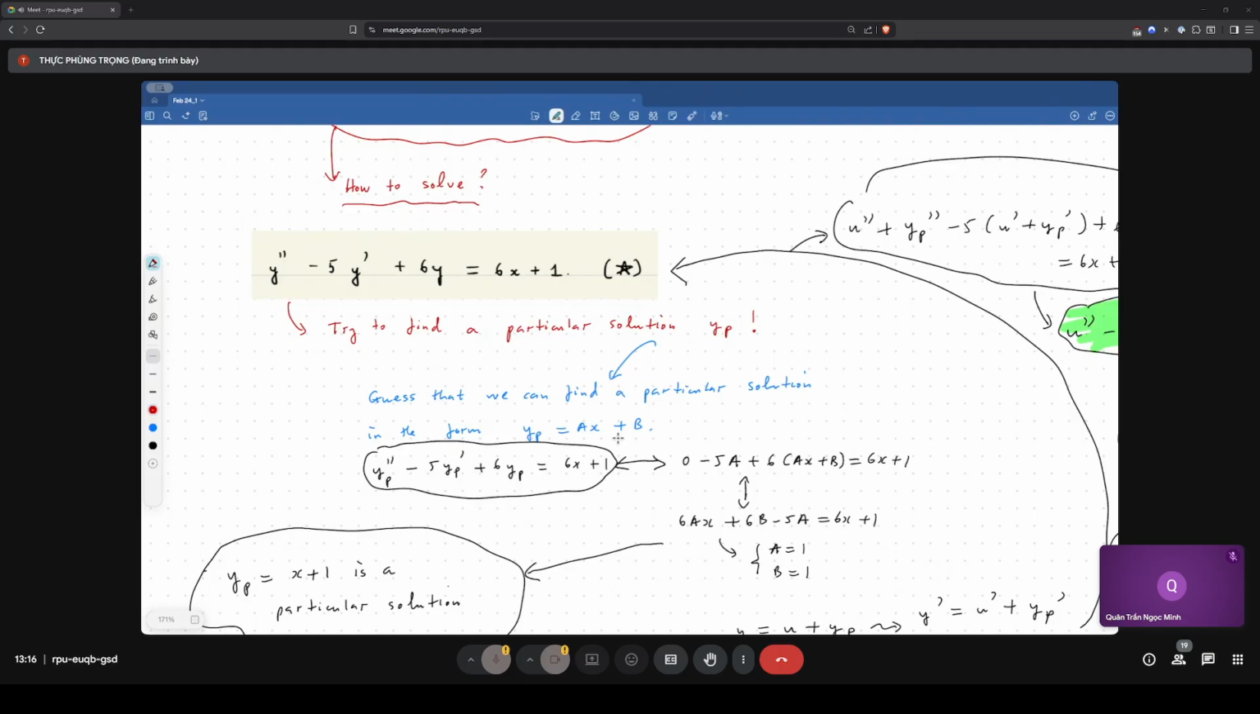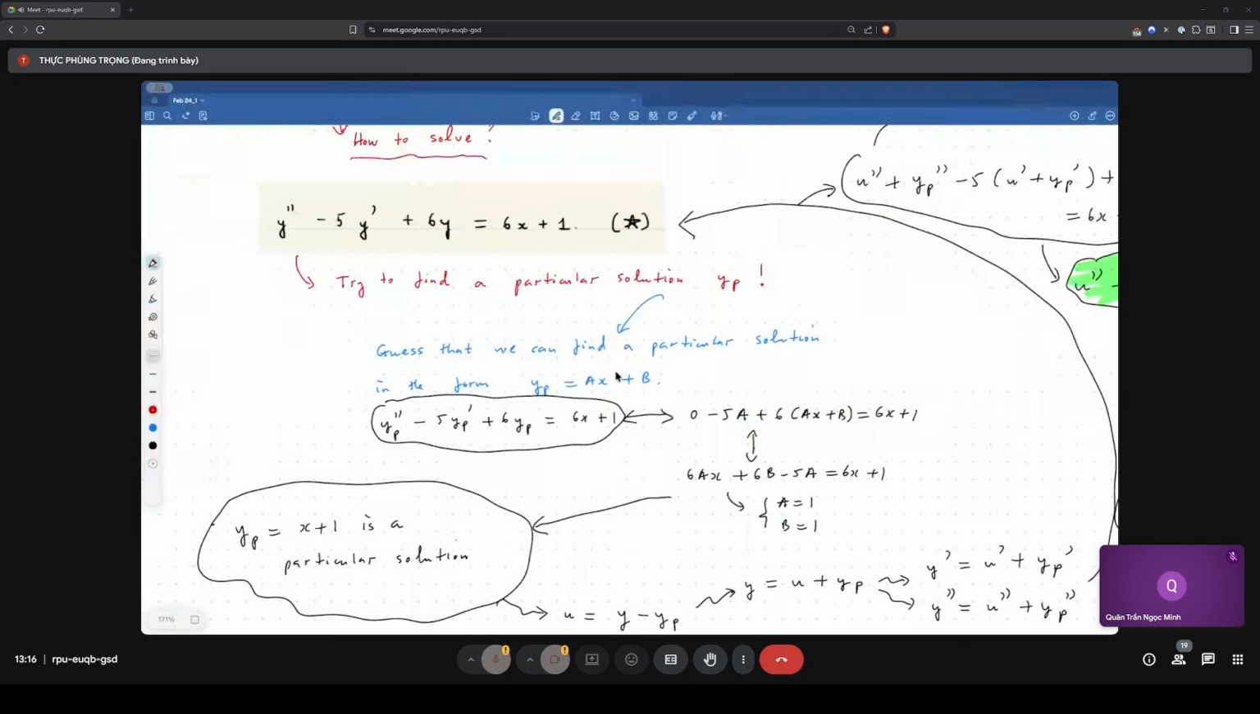So in practice, we may do the same thing. Of course, if the right-hand side is so complicated, like you have so many different functions compiled together on the right-hand side, then it might be difficult for you to obtain a particular solution. The good news is that in here, we just focus on those very specific right-hand side f.